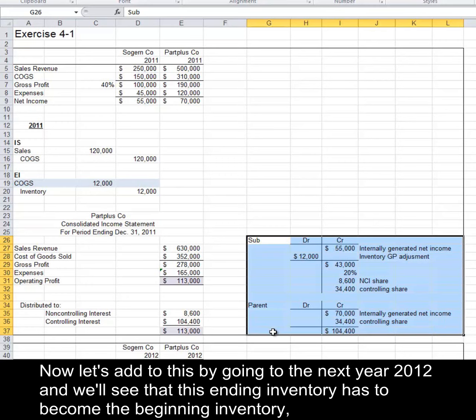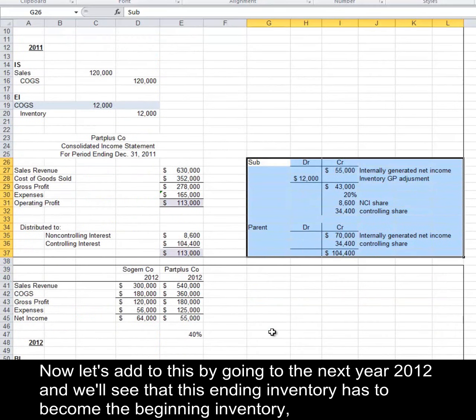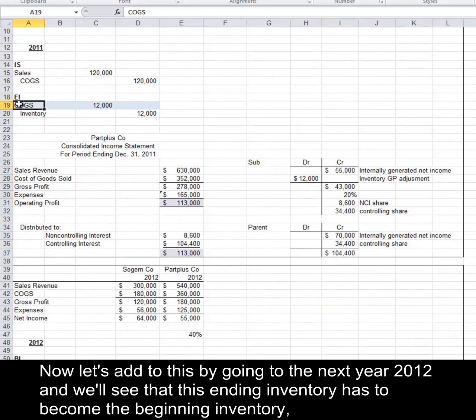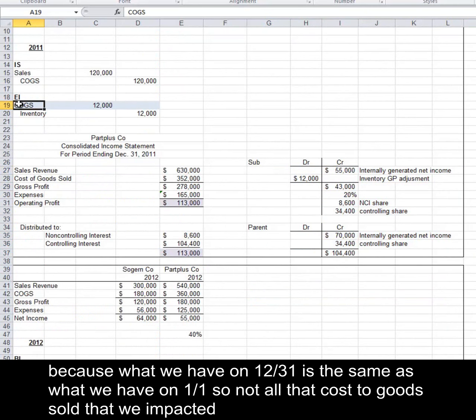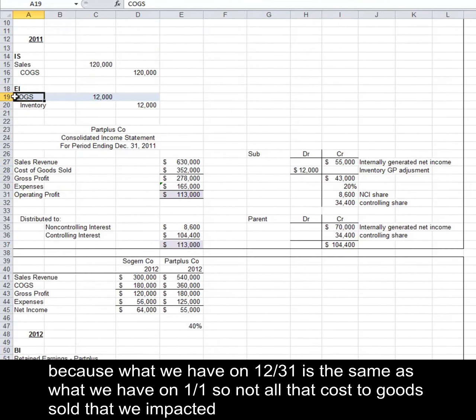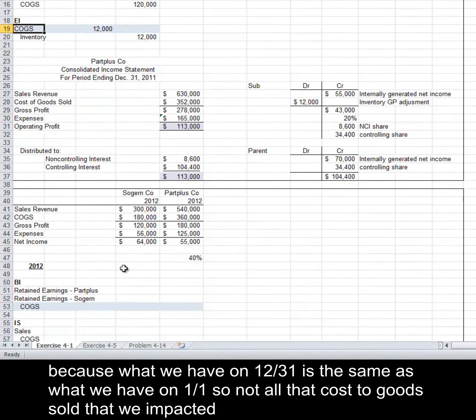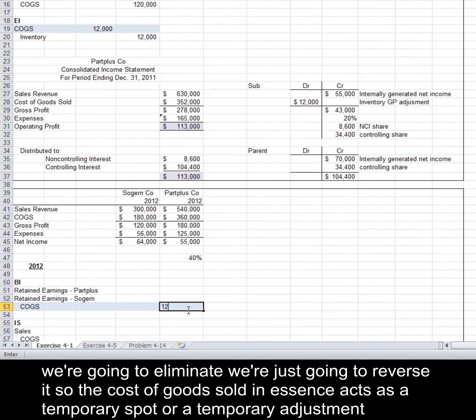Now let's add to this by going to the next year, 2012, and we'll see that this ending inventory has to become the beginning inventory, because what we have on 12/31 is the same as what we have on 1/1. So now that cost of goods sold that we impacted, we're going to eliminate. We're just going to reverse it.